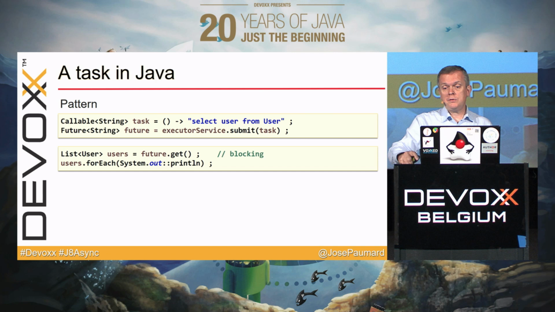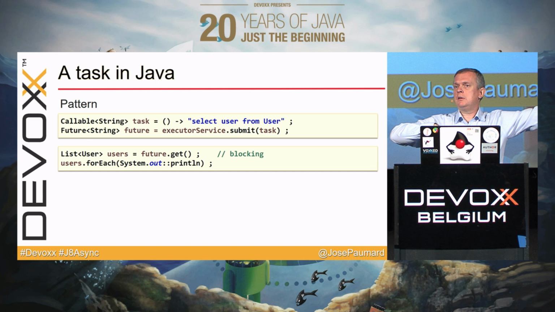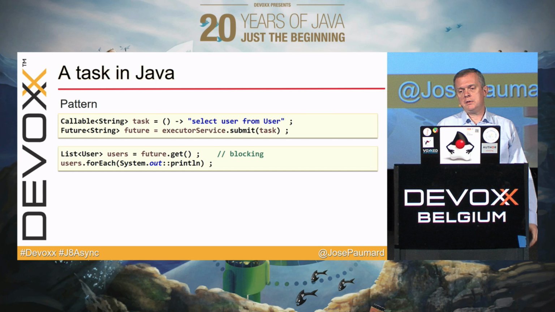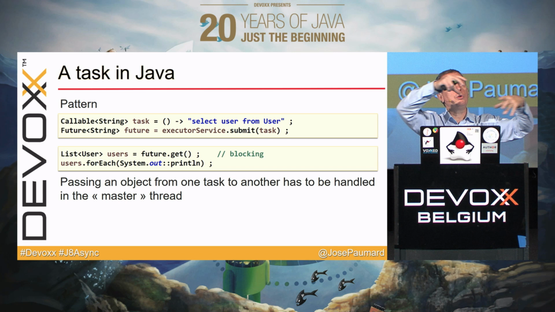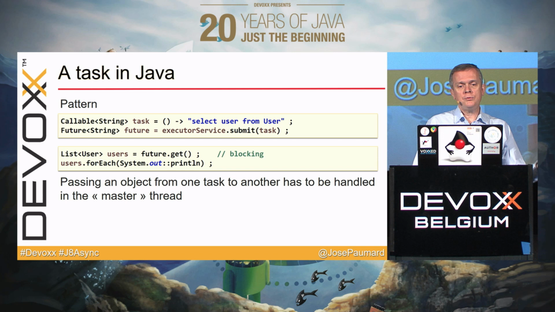The problem with this pattern is that this object, the result object, is computed in the runnable or in the callable, and taken back to the thread that generated this task through the get method of the future. So this future object is in fact some kind of a bridge between two threads, the threads in which the computation took place and the calling thread. And passing an object from one task to another has to be handled in the master thread until Java 7. I have to get this object back and to send it back to another task if I want to chain different tasks. And this is precisely what CompletableFuture is going to address. I will not have to do that anymore in a CompletableFuture.